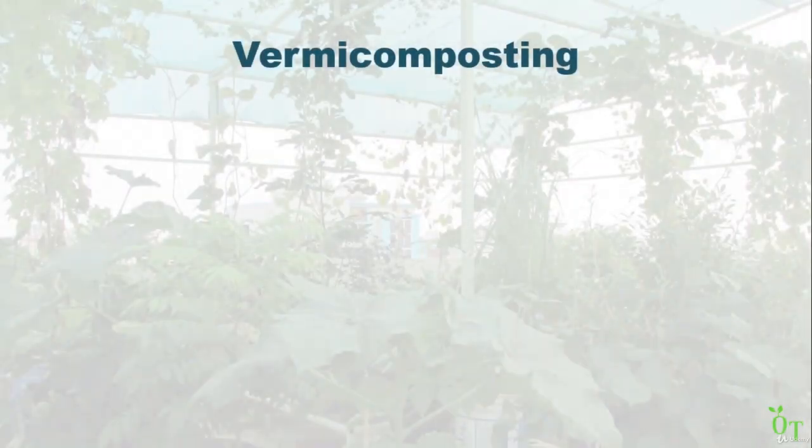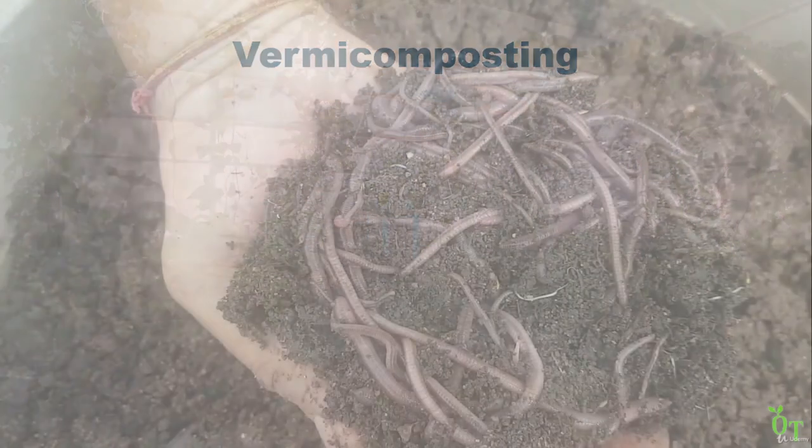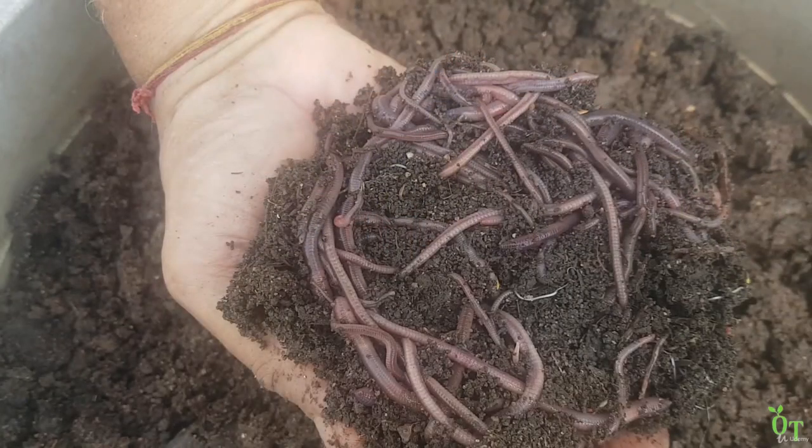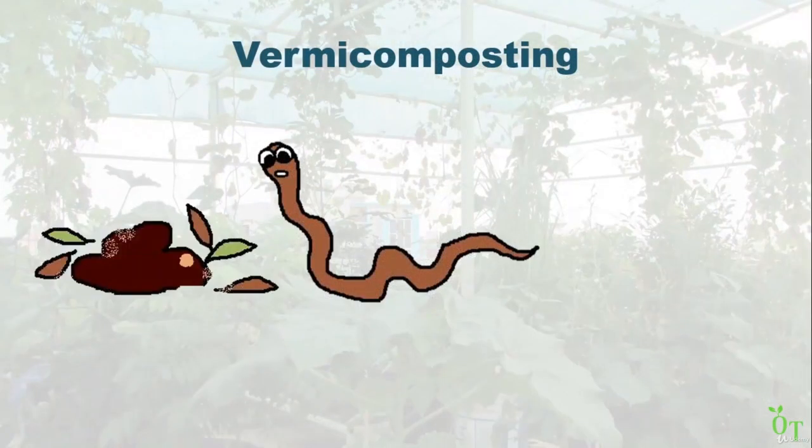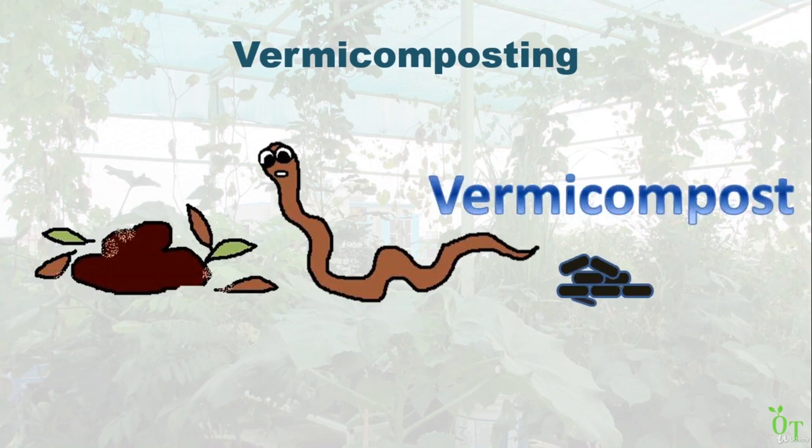Vermicomposting. There are certain earthworms which are composting earthworms. In this part of the world, we use red wigglers for composting. These earthworms are heavy eaters. They eat mostly semi-decomposed organic matter which passes through their gut and finally comes out as excreta. And this earthworm poop is what is vermicompost. It is one of the richest forms of compost.